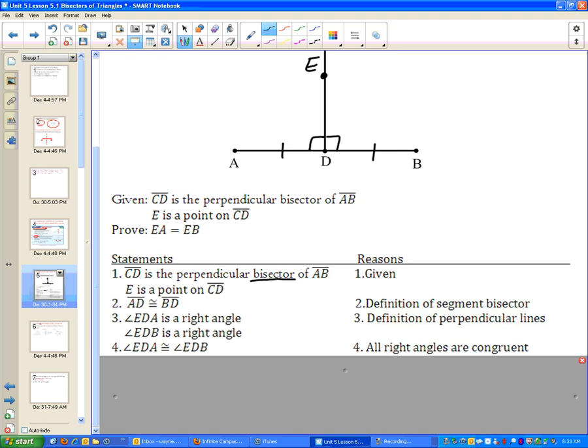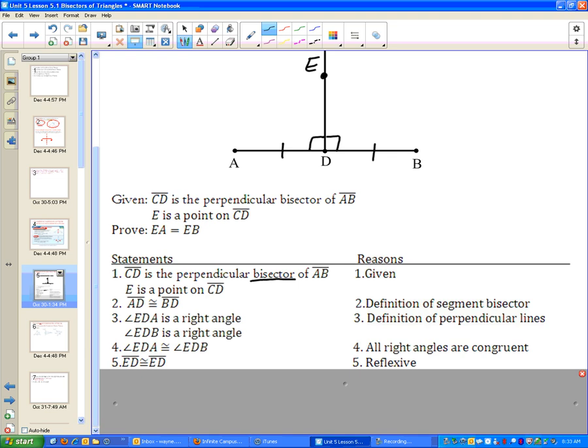All right, this is looking a lot like the steps we would put in to prove two triangles congruent, isn't it? We came up with right angles, then we stated that the right angles are congruent. We've got a pair of congruent segments in there, but, you know, we don't have triangles, so I guess we're doing something different. Kind of obvious that segment ED is congruent to itself.